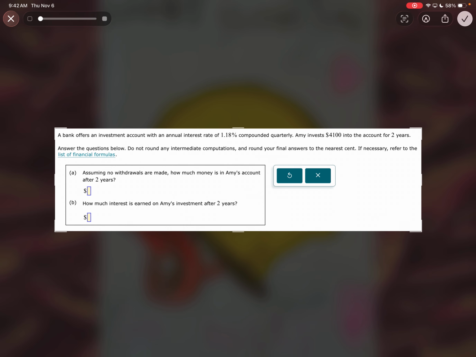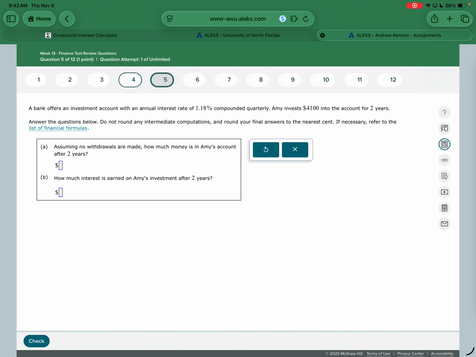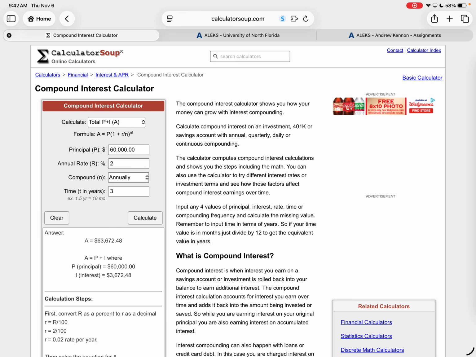I'll have to screenshot it in a second because I need to use a calculator. Okay, a bank offers an investment account with an annual interest rate of 1.18% compounded quarterly. So I'm going to go ahead and put those numbers in.